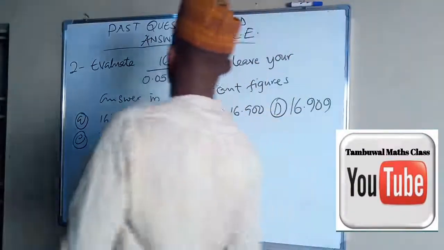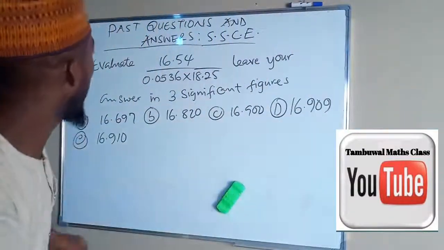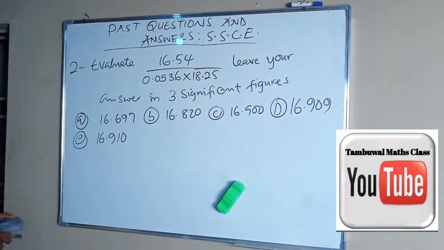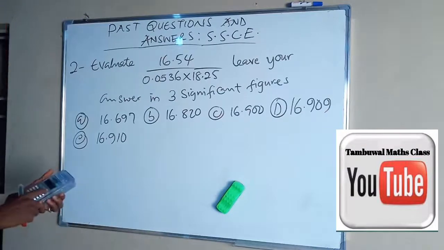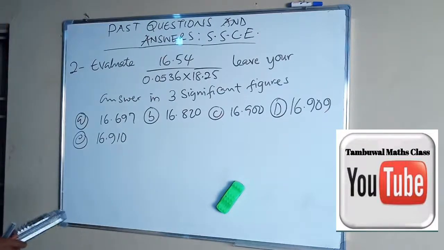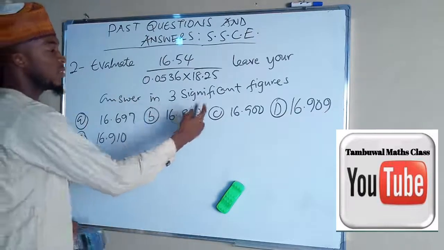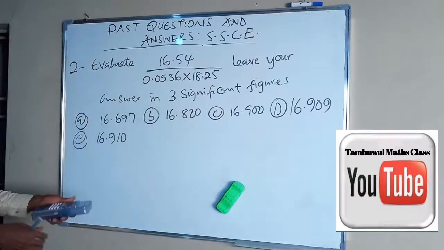And this is the second question. We are asked to evaluate 16.56 divided by 0.0536 times 18.2. In this case, you just need your calculator to simplify this. And we are asked to leave the answer in 3 significant figures, and these are the options given to us.